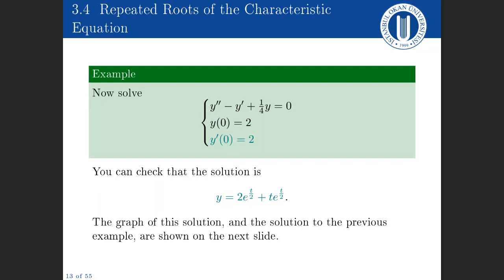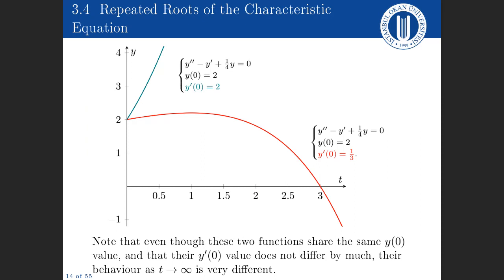I'm going to show you the graph of this solution, and I'm going to show you the graph of the solution to the previous example. Here they are. Both of these curves are solutions to the differential equation, and they both satisfy y of 0 is equal to 2, because they're both passing through the point 0, 2.